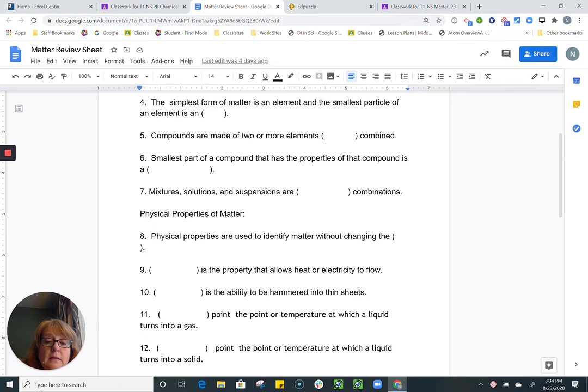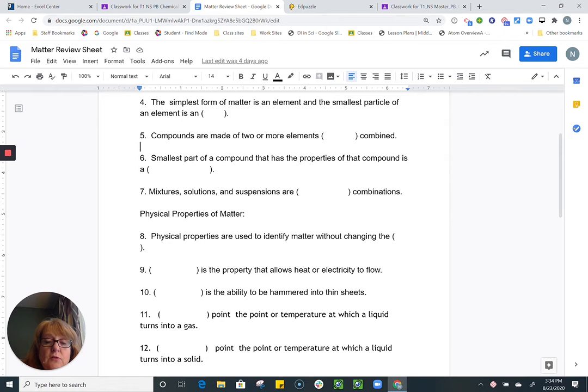Another property is malleability. A mallet is kind of like a hammer. So malleability is the ability to be hammered into thin sheets of metal. Malleability is a physical property. The point at which a liquid turns to a gas at a specific temperature is called the boiling point. And water boils at 212. Different liquids go into the gaseous phase at specific temperatures.